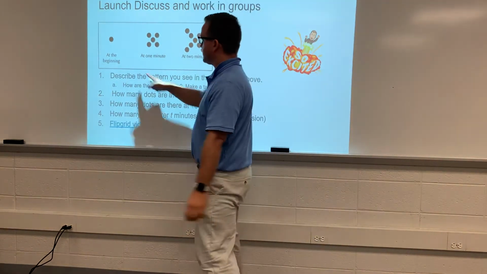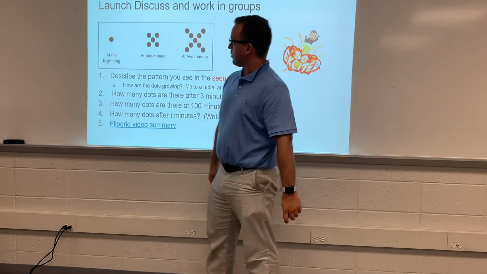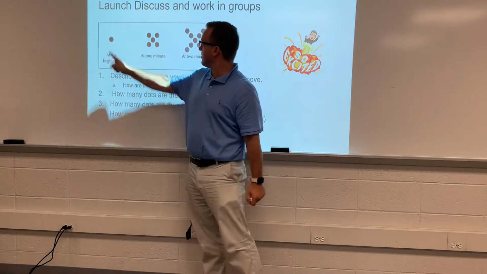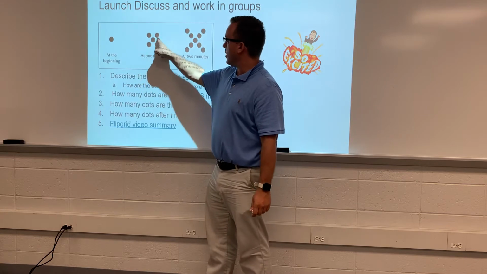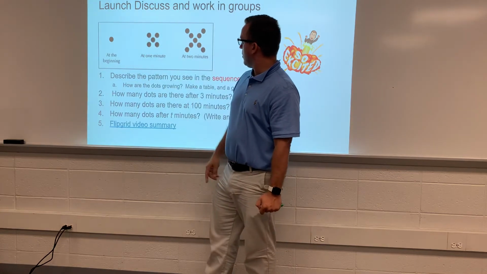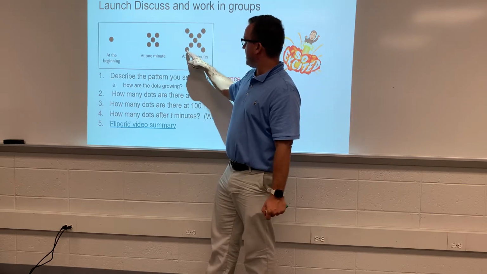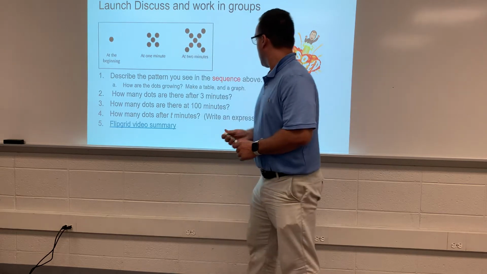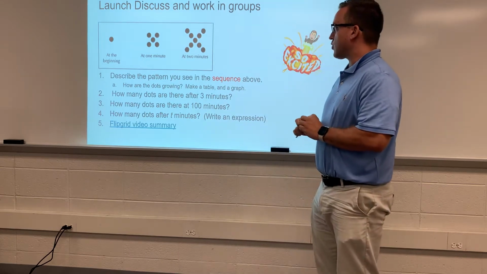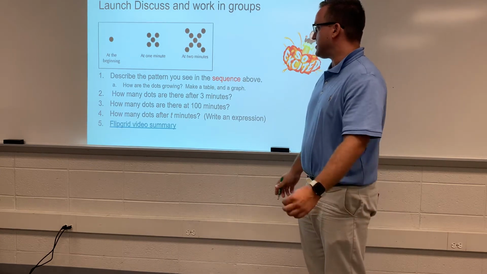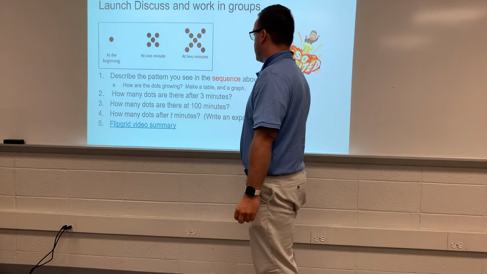All right, so for a summary here, we're looking at a growth pattern. At the beginning, there's one dot. After 1 minute, four more dots grow. And then after 2 minutes, we see the five dots here and then four more dots grow. So describe the pattern that you see. How are the dots growing?